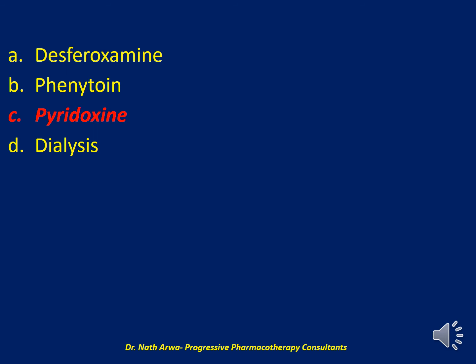And then desferoxamine chelates iron to make it more water soluble, and it can be passed out with the urine. Now, pyridoxine is recommended when slow acetylators are taking isoniazid to prevent neuropathy, as well as in cases of seizures in patients taking INH. Let's move to the next question, please.